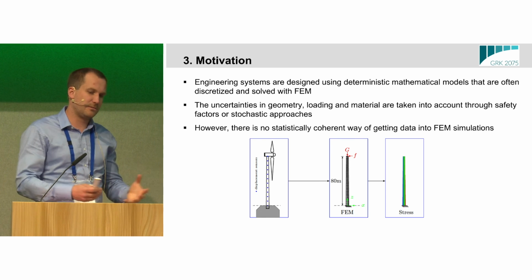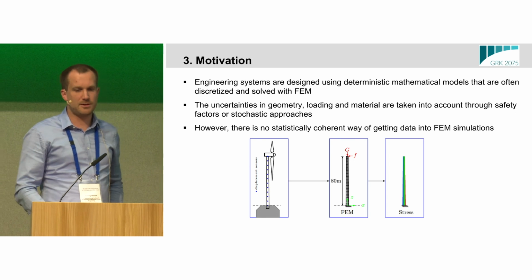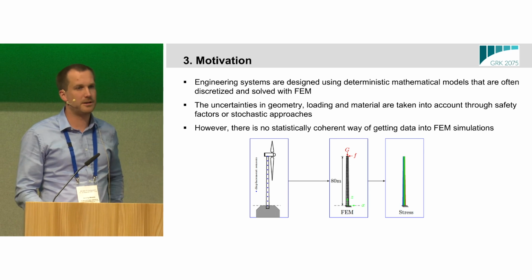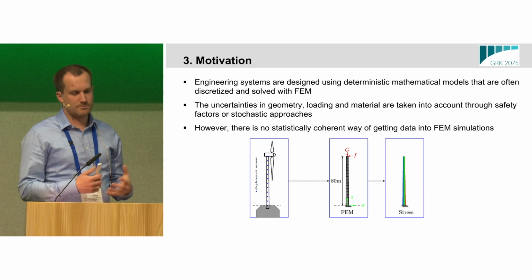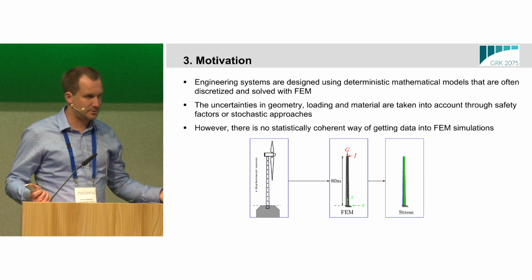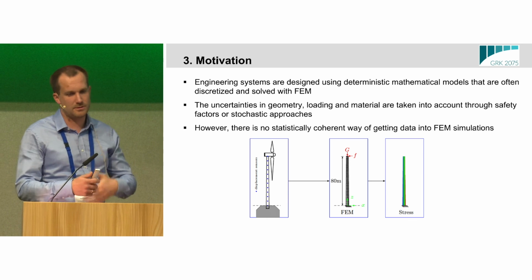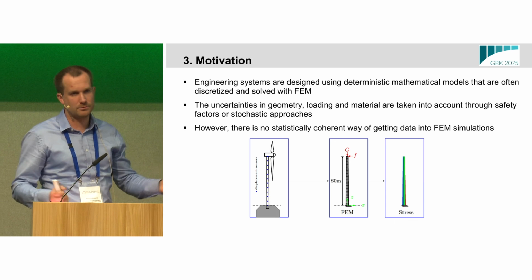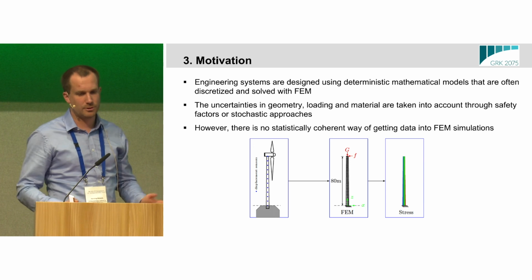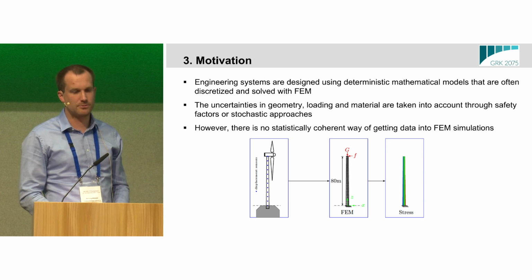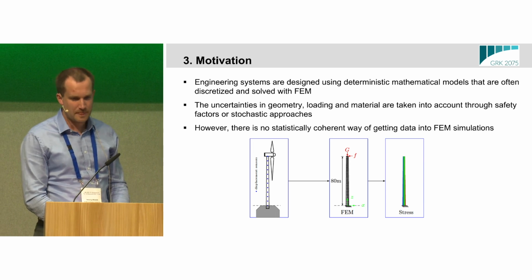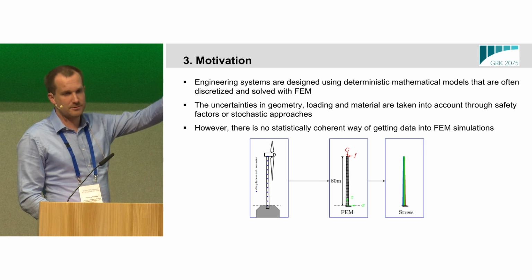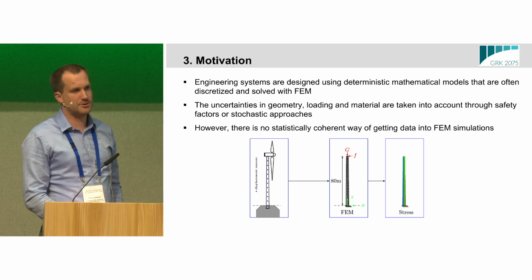So basically, in engineering, we mostly have deterministic mathematical models that are often discretized and solved with finite elements. Of course, we can then also include uncertainties. These uncertainties then require frequent model evaluations. We could then do Monte Carlo simulations or polynomial chaos expansion in order to reduce the computational effort. But the question is how to link the measurement data to the stress distribution.